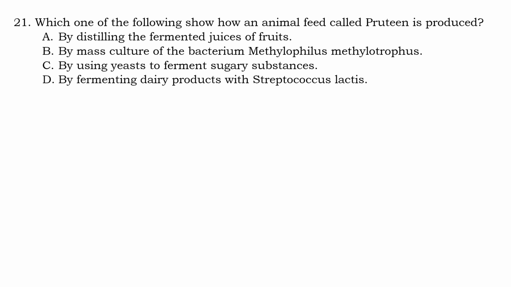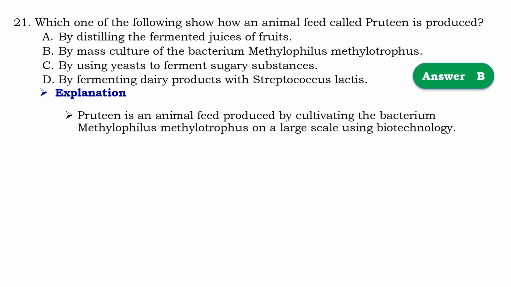Okay, question number 21. Which one of the following shows how an animal feed called protein is produced? So the answer should be B, by mass culture of bacterium Methylophilus methylotrophus. Means that protein, an animal feed, is produced by cultivating bacterium Methylophilus methylotrophus on a large scale using biotechnology.